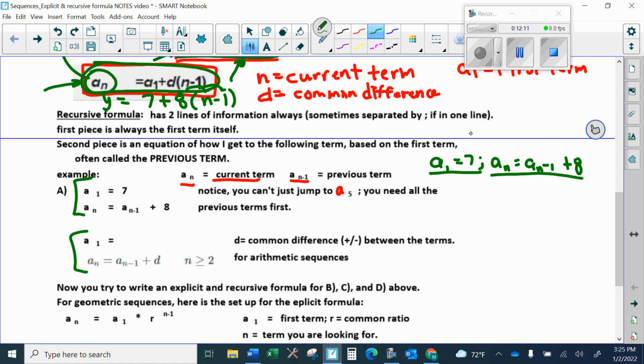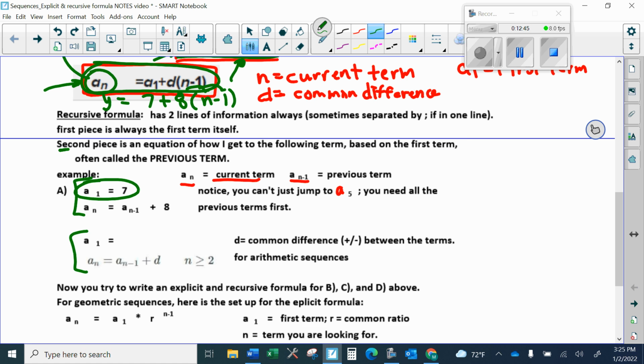Okay, on the DCAS they've written it both ways, so you've got to be familiar. They might put both pieces of information on one line right there separated by a semicolon, or they have it written out in 2 lines like this. Okay, so it's not one piece of information, not one equation like we just did in the explicit way. So notice what it says. The first piece is always the first term itself. Always. It's always going to be A sub 1 every single time, no matter what. A sub 1, whatever the first term is, that's what you have to write down for recursive formula.